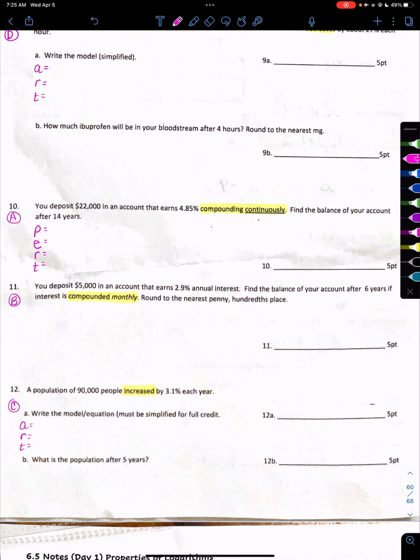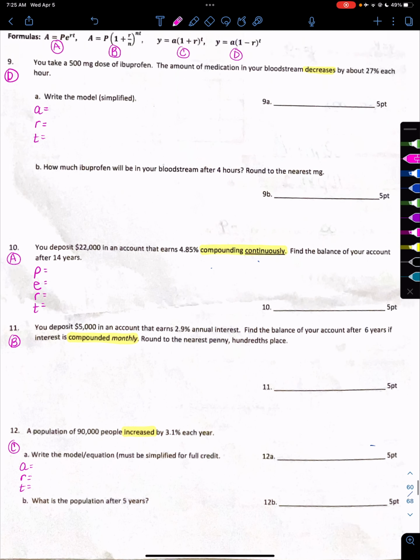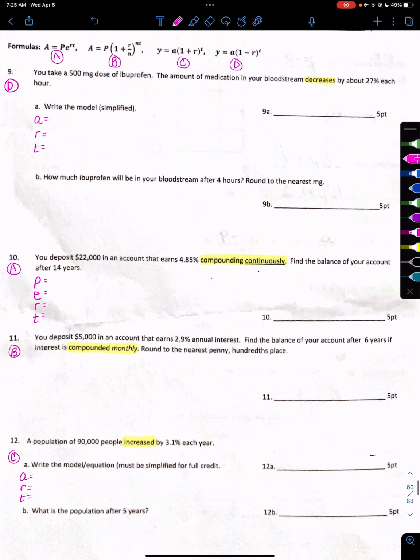Oops, for number 11, I didn't write down my variables. So for number 11, we are going to need P, which is a principal, R, which is a rate as a decimal, N is how often it compounds, and T for time.